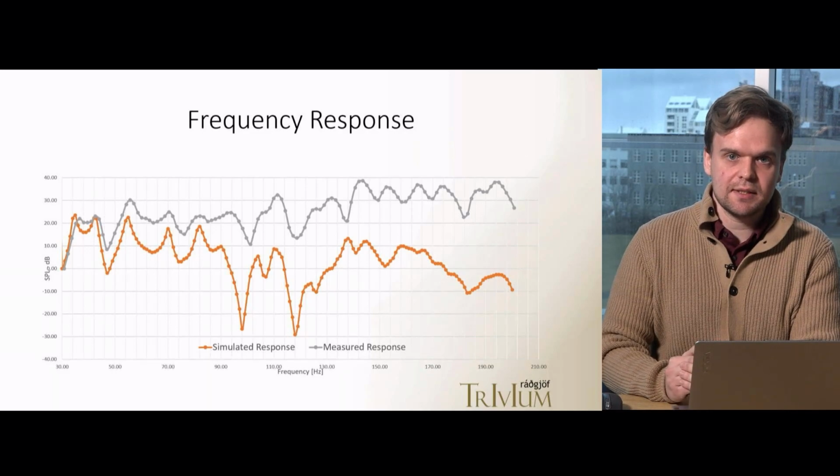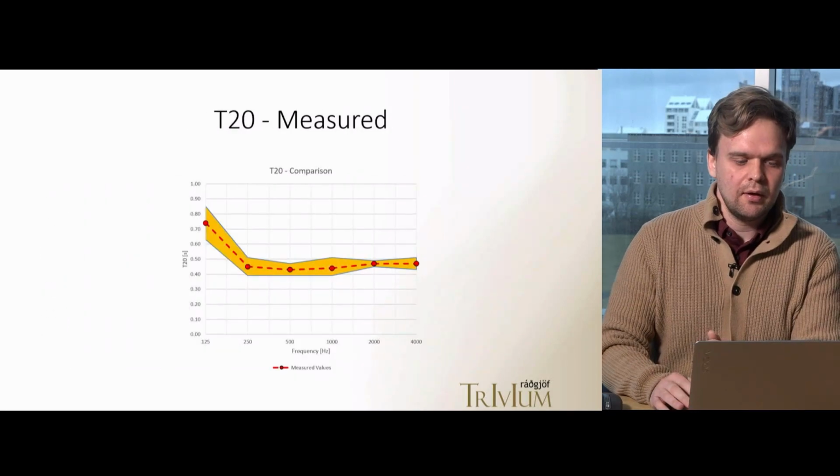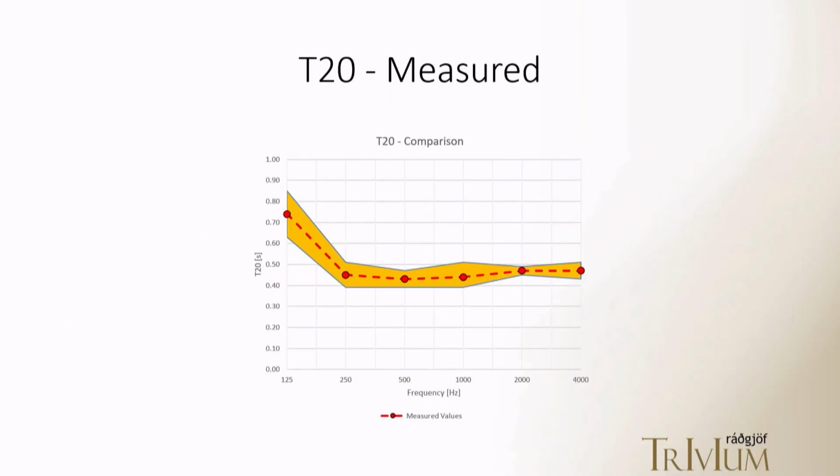Now, what I would like to show you next are comparisons of the reverberation time in the room. What you can see here is an average of around 15 measurements within the room for different source and receiver positions. The red dashed line shows the mean of all those measurements, and the golden highlighted area shows one standard deviation above and below. So ideally, we would like our simulation to fall within the highlighted range.